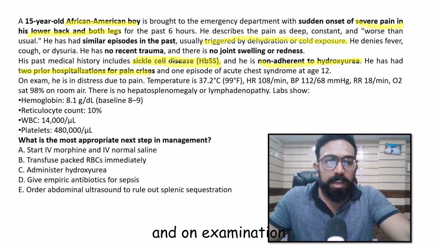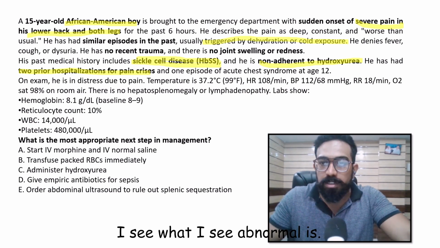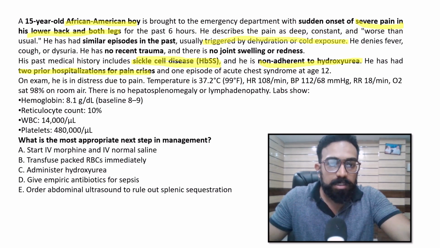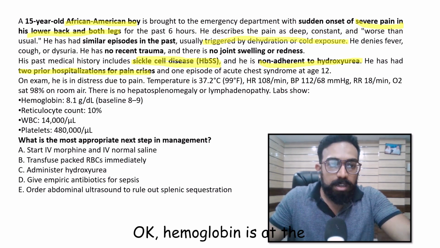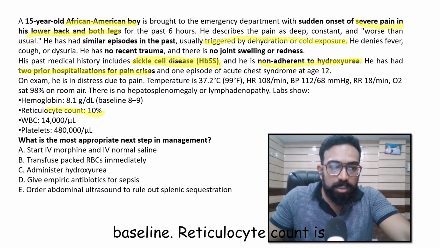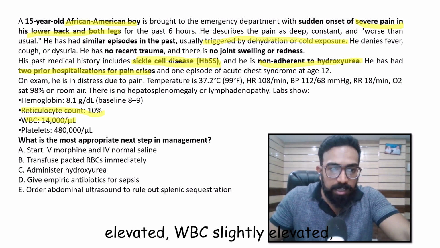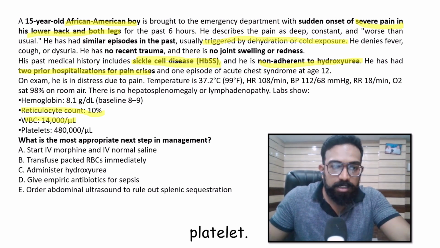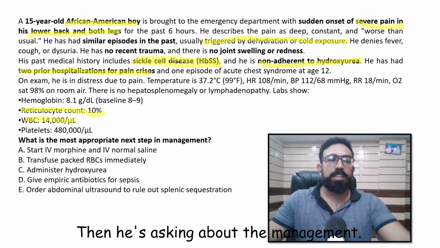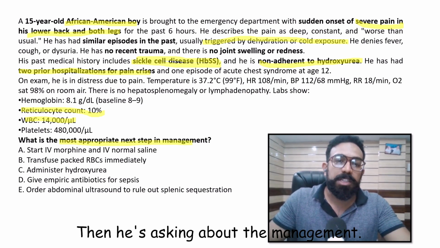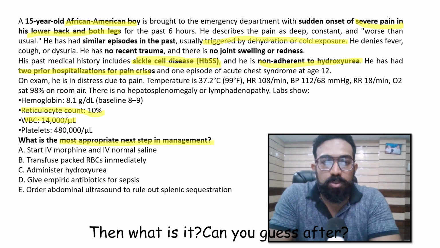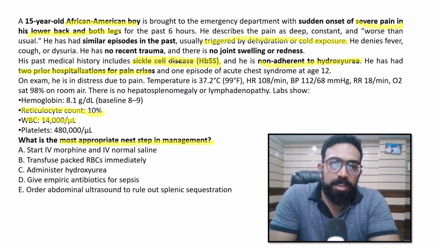On examination, hemoglobin is at baseline, 8.1, that's his baseline. Reticulocyte count is elevated, WBC slightly elevated, platelets at the high end. Then the question asks about the management. Can you guess after reading the MCQ?